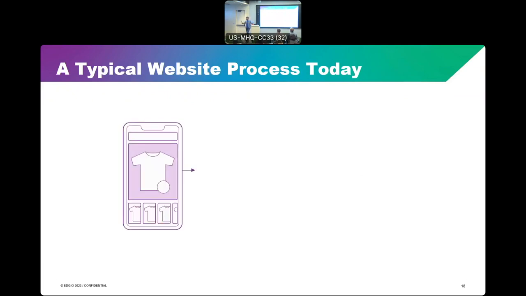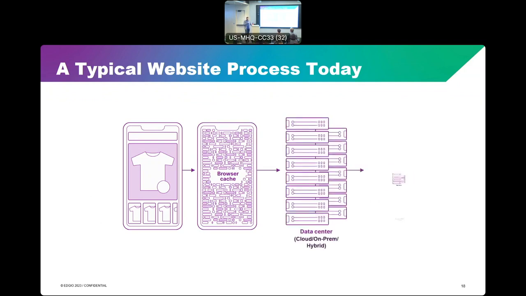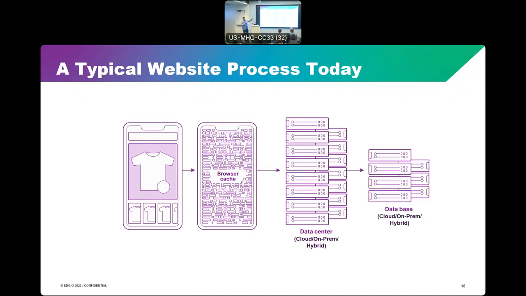So I want to talk about what a typical web process looks like today. Your user, again, on mobile web, or it could be desktop, says, hey, I want to check out this shirt. And it goes to the browser. Maybe some of that web page they're requesting is in the browser cache, so it serves some of the content from there. And then anything else pulls from the data center and/or the database to help populate the page as it loads. It has to make each one of these jumps to get the data back to the user and say, here's your page, here's all the stuff you wanted. A lot of steps.